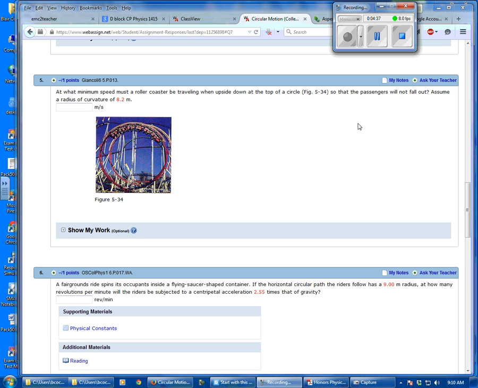All right, so we're going to do number 5. What is the minimum speed a roller coaster can be traveling when upside down at the top of the circle so the passengers will not fall out? Now, this is one where technically you didn't need a force diagram. So I'm going to do it without one, but you could just easily have one in here.